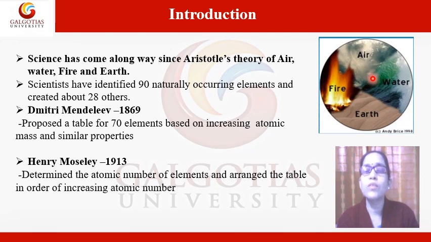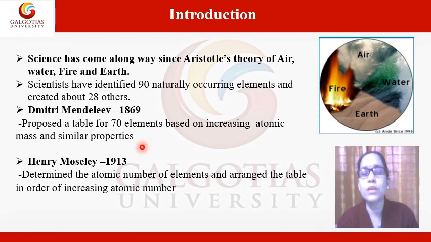Science has come a long way since Aristotle's theory of air, water, fire and earth. Scientists have identified 90 naturally occurring elements, and they have artificially created 28 other elements. These elements are arranged in a regular pattern in the periodic table. In 1869, Mendeleev gave his periodic table, in which he proposed 70 elements, arranged in the increasing order of their atomic mass.